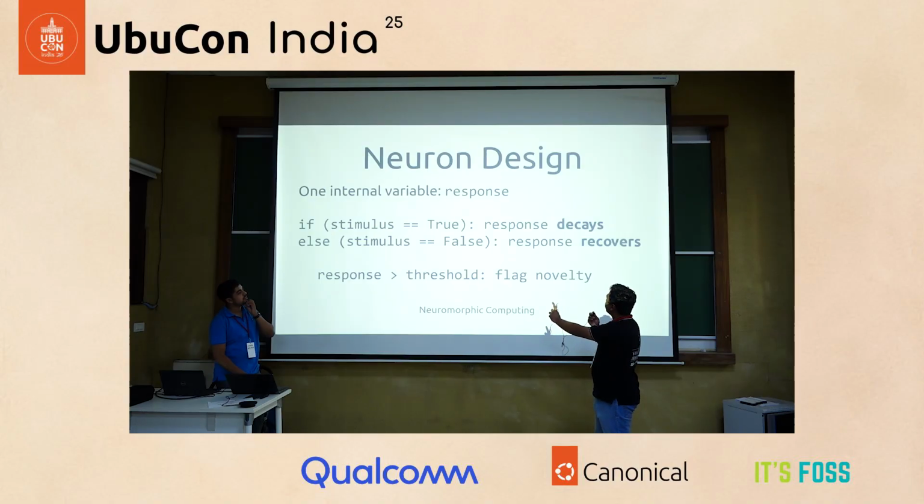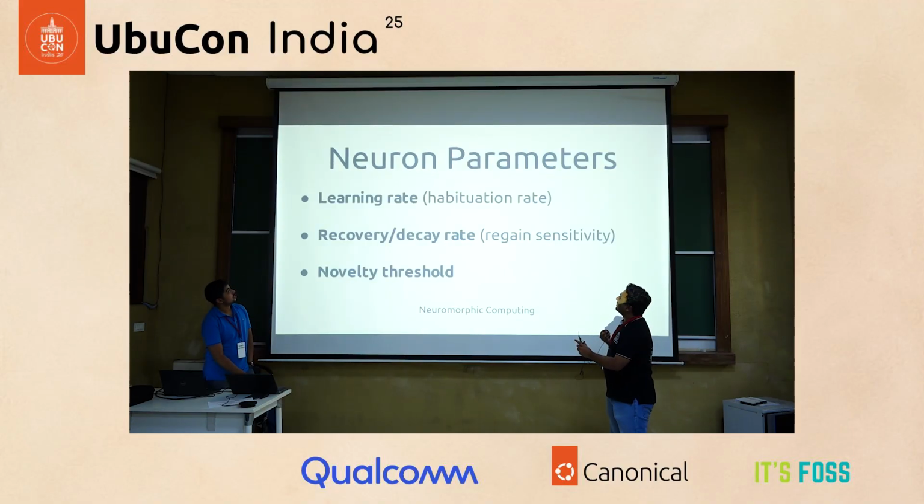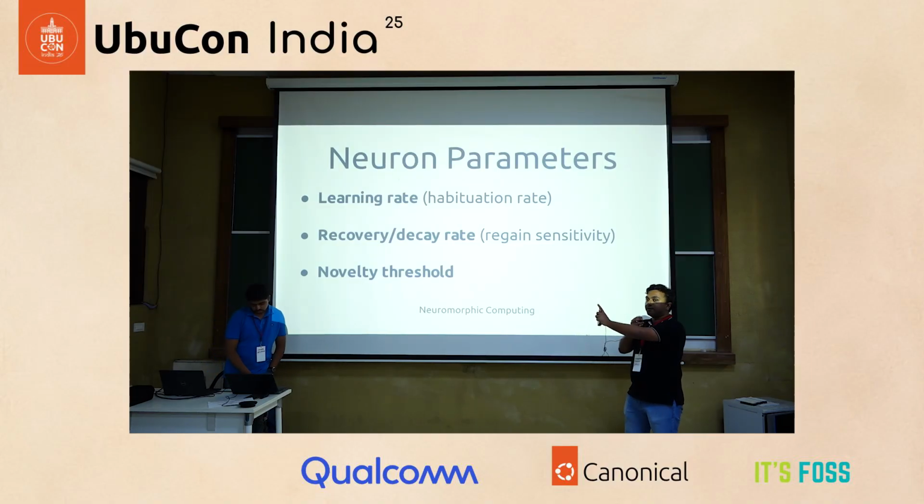If the stimulus is present, meaning the same, repeated stimulus, the response decays, which means the neuron habituates. And if the stimulus is false, which means it's not there, then the response recovers. It shifts back to the baseline. When your response is greater than the threshold, we flag a novelty event. Each neuron has three parameters: a learning rate, which means how fast it habituates; a recovery rate, which means how fast it comes back to the baseline or regains sensitivity; and a novelty threshold.